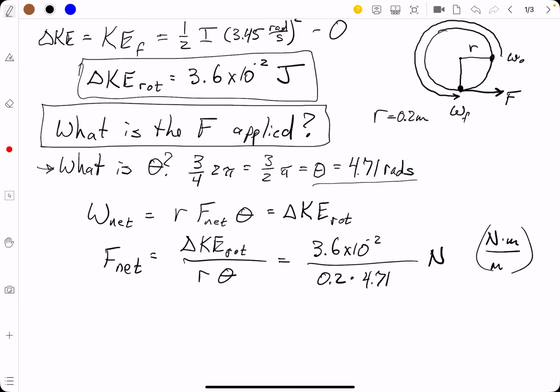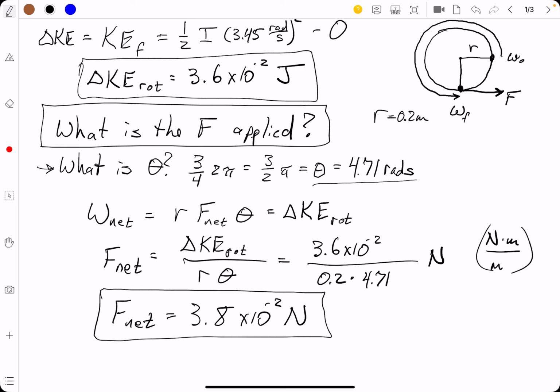So, fine. That's a number. What is that number? That number is equal to 3.8 times 10 to the minus 2 newtons. So the force doesn't have to be very big. We've got a small moment of inertia, and this will get our record player up to speed in 3/4 of a turn. Very nice. Okay, and you probably never paused to try and figure it out. Oh, maybe you did. I hope you did. Okay.